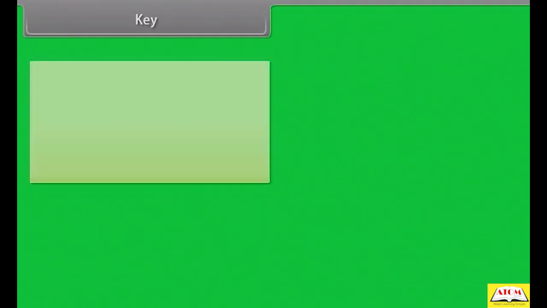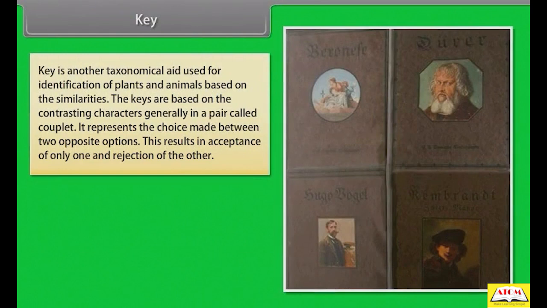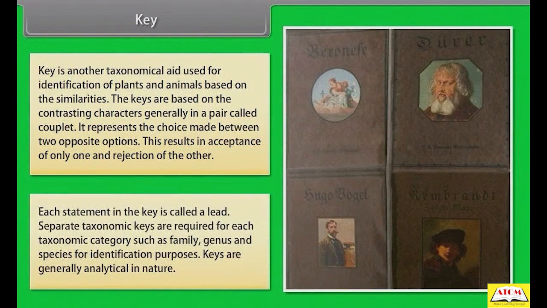Key: A key is another taxonomical aid used for identification of plants and animals based on similarities. The keys are based on contrasting characters, generally in pairs called a couplet. It represents the choice made between two opposite options. This results in acceptance of only one and rejection of the other. Each statement in the key is called a lead. Separate taxonomic keys are required for each taxonomic category, such as family, genus, and species, for identification purposes. Keys are generally analytical in nature.